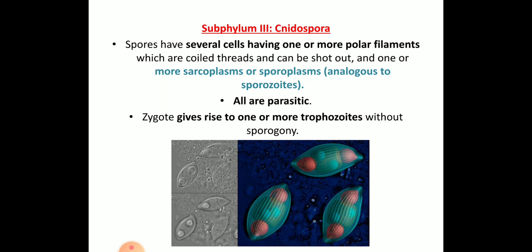So coming to subphylum 3, that is Cnidospora. In the name itself, they usually contain spores, and these spores have one or more polar filaments. The spores are not exactly round in shape. They are somewhat pointed at the edge. They usually have sarcoplasm or sporoplasm. All are parasitic forms, and the zygote usually gives rise to more trophozoites. So that is about the subphylum Cnidospora.